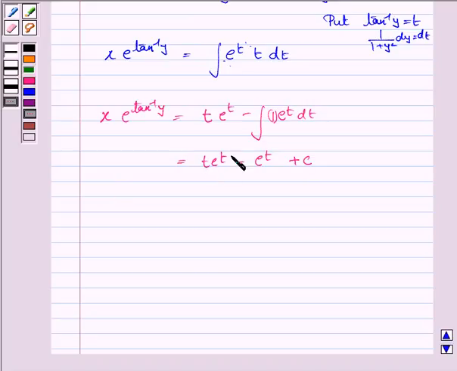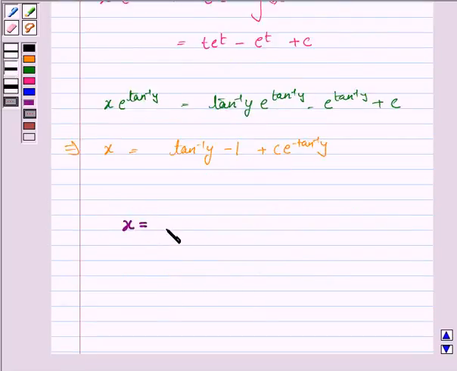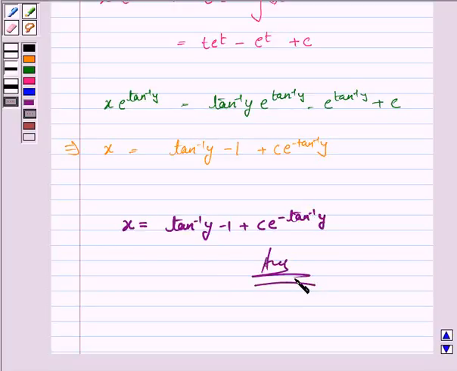Now t is tan⁻¹y, so we have x into e^(tan⁻¹y) is equal to tan⁻¹y e^(tan⁻¹y) minus e^(tan⁻¹y) plus c. Dividing both sides by e^(tan⁻¹y), we have x is equal to tan⁻¹y minus 1 plus c into e^(−tan⁻¹y). Hence, x = tan⁻¹y − 1 + c e^(−tan⁻¹y) is the required solution of the differential equation.